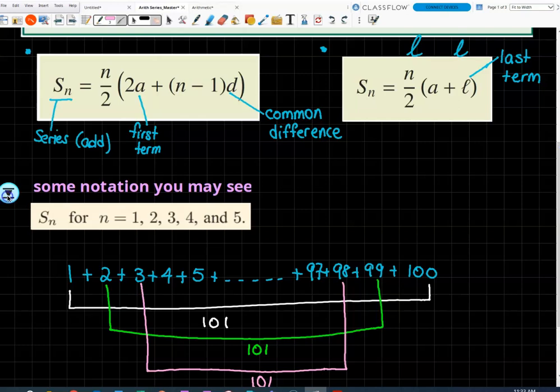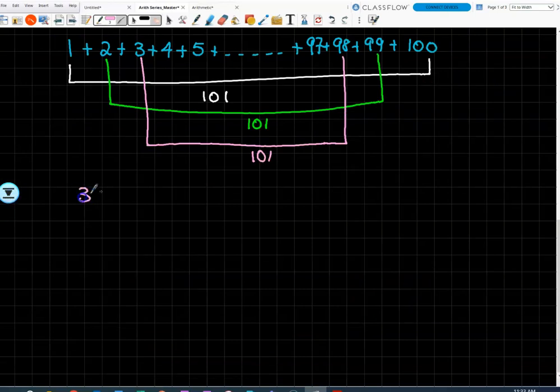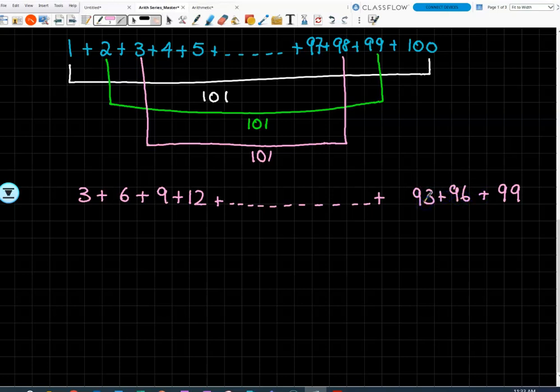Right, it's jolly good. So what if we went 3 plus 6 plus 9 plus 12, and we could go up to something that's divisible by 3. So you could go 99. What's 3 before 99? What's 3 before 93? And again, go through, and what's the first term and the last term? This time it is 102.